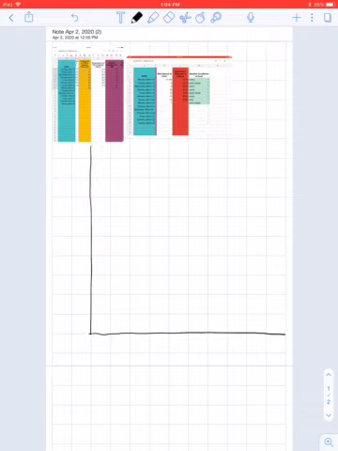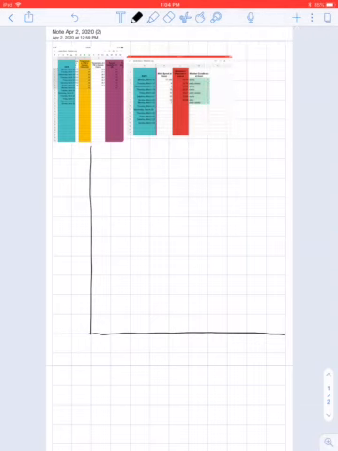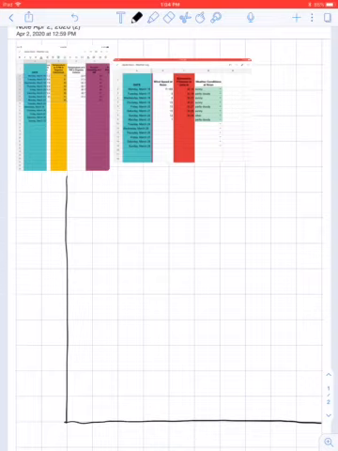So I went to Google Sheets, I took a screenshot of my temperature data, and then I took a screenshot of my barometric pressure data. Then I used the plus sign, went to my photo library, and entered those into this document. All right, then I have drawn my X and Y axis here.